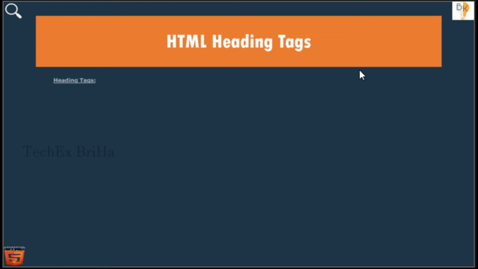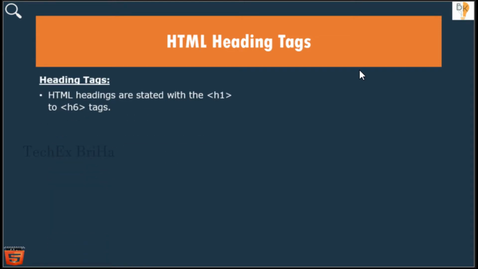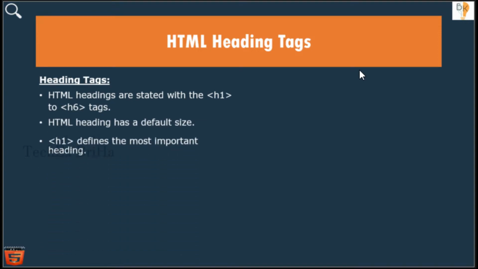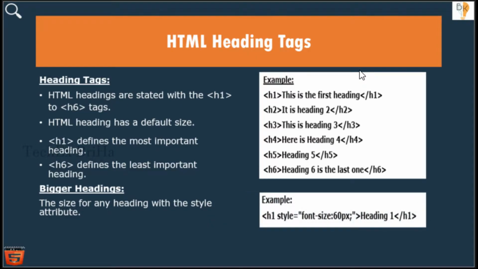Coming to the headings, we have already discussed that there are 6 headings from H1 to H6 according to prioritization. H1 is the most prioritized one and H6 is the least prioritized one, and all the heading elements hold a default size, which you can change by using the style attribute on the tag itself. Here is an example where the H1 has a default size and you can change it to the size you want by using the style attribute.